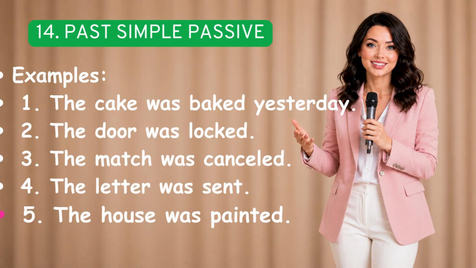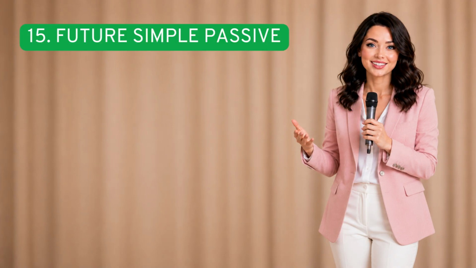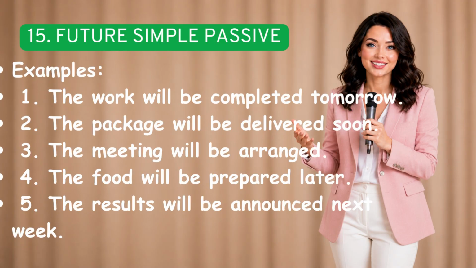15. Future simple passive examples. 1. The work will be completed tomorrow. 2. The package will be delivered soon. 3. The meeting will be arranged. 4. The food will be prepared later. 5. The results will be announced next week.